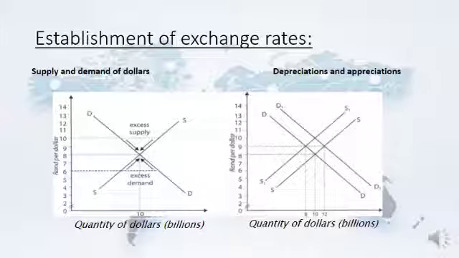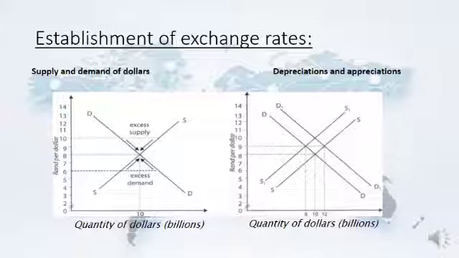At a more expensive price, there will be excess supply. At a cheaper price, there will be excess demand. And the interaction of the supply and demand will drive it to the equilibrium rate or the clearing rate. So these two graphs, they like to ask in your paragraph questions, your 8-mark questions.